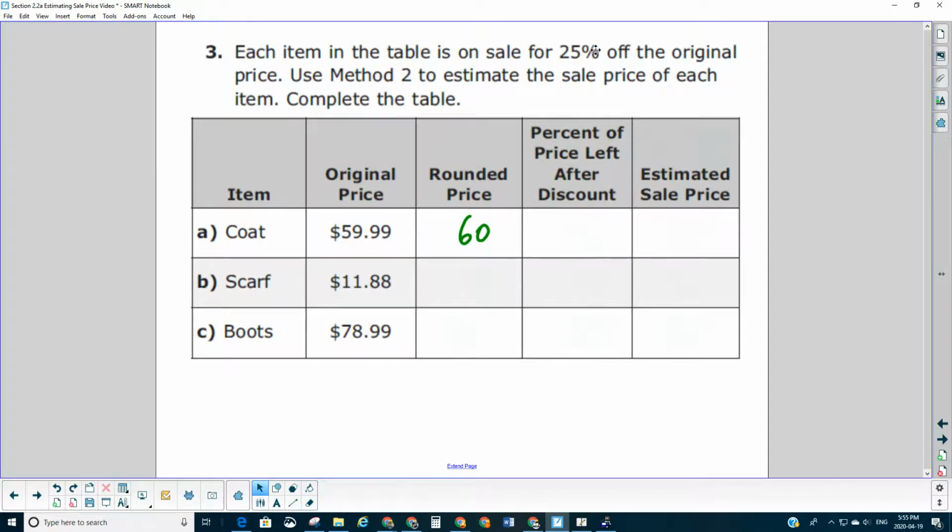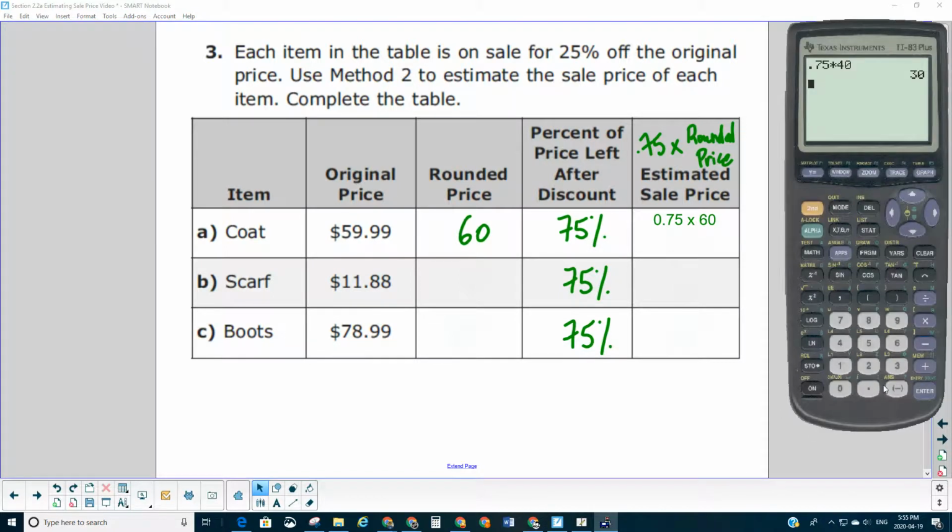The percents that we have left. Well, if we get 25% off, that means we must have 75% left over. And in fact, it's going to be 75% of all of these because we're getting 25% off. So we're going to have to pay 75%, which means we're going to do 0.75 times the rounded price every single time. So here we're going to say 0.75 times 60.